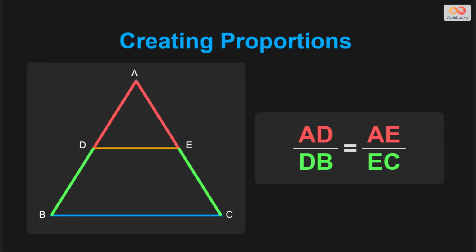The theorem tells us that the segments are now proportional. This means the ratio of the top segment to the bottom segment on one side is equal to the ratio of the top segment to the bottom segment on the other side. So, the length of AD divided by the length of DB is equal to the length of AE divided by the length of EC.